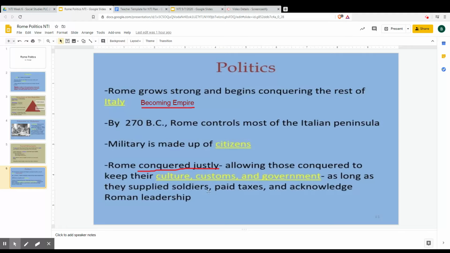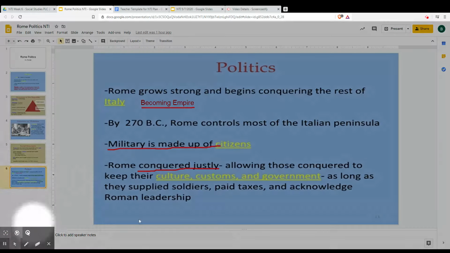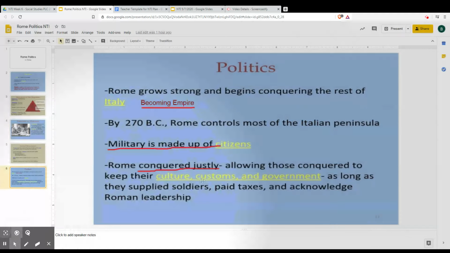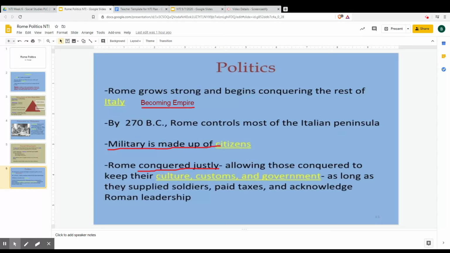The Persians let people keep their laws and rulers, and the Roman Empire starts out this way, but they don't stay this way. And the military for Rome was made up of citizens. And then by 270 BC, Rome had controlled most of the Italian peninsula. So instead of being like Greece with the different city-states controlling different parts of the Greek peninsula, the one city of Rome captures the whole peninsula and has control over that.